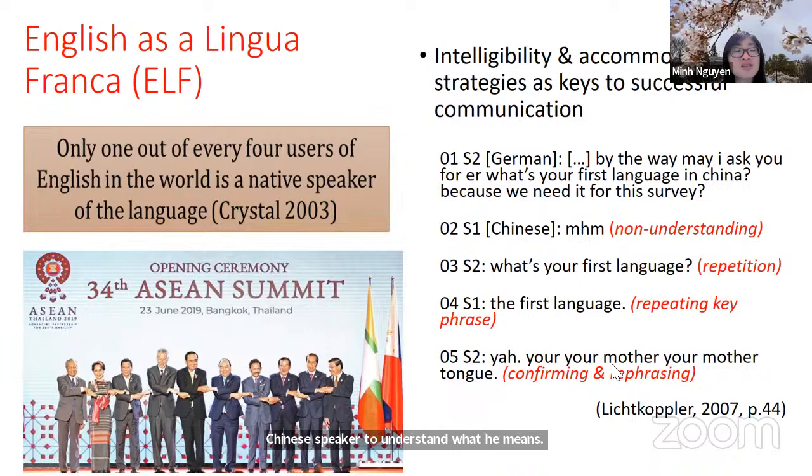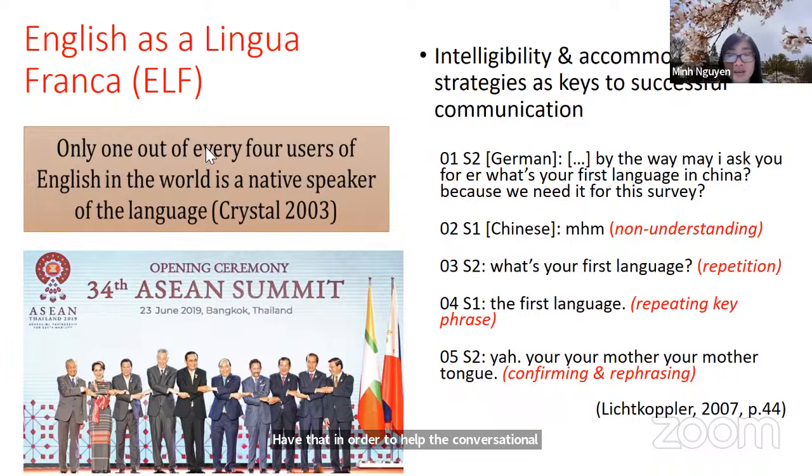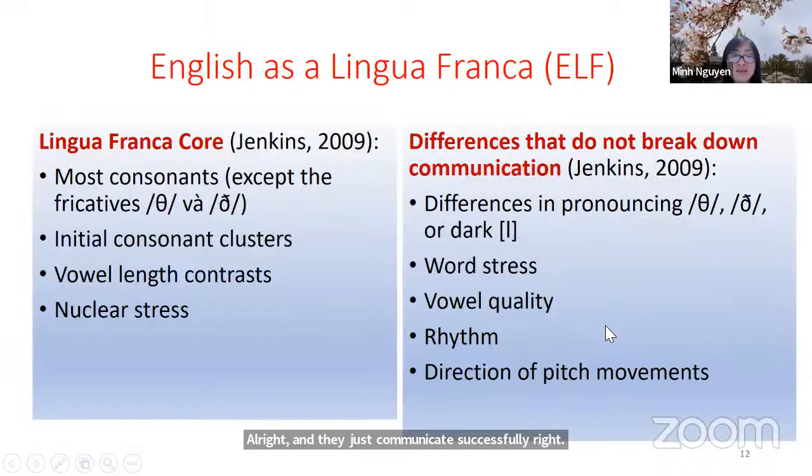So you can see what happened here is when a speaker signals non-understanding, the other speaker used an accommodation strategy in order to help their conversational partner understand what they mean. So this is what happens when speakers of English as a lingua franca meet and negotiate meaning. This often happens because of the gaps in their knowledge of English, and they still communicate successfully.